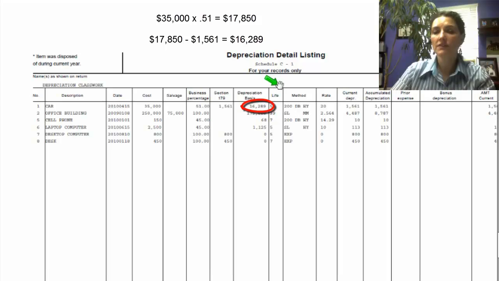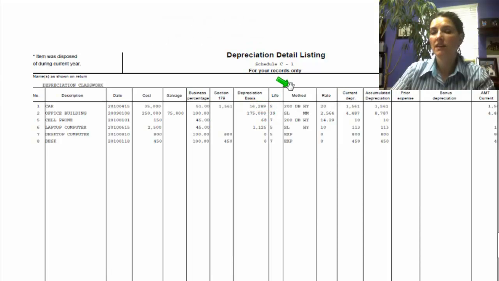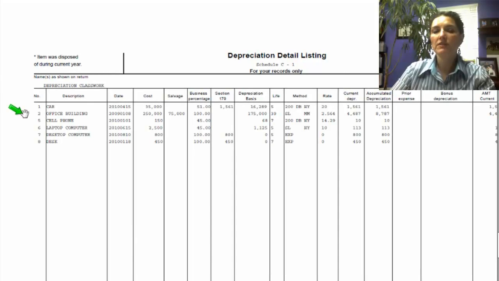The life of the car is 5 years. The method is 200% declining balance under the half-year convention. The rate is 20%, but the current year depreciation deduction is the same as the Section 179 deduction of $1,561. Accumulated depreciation is the same as current year depreciation because this is the first year in service. We then go over to the office building. The cost of the building was $250,000.